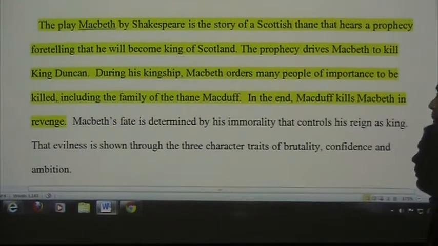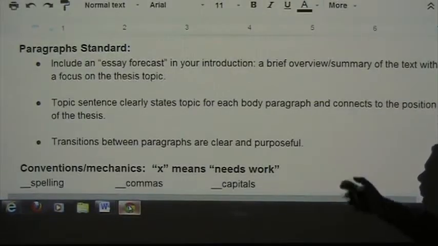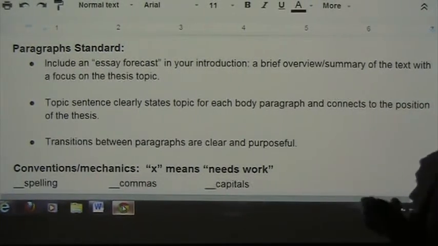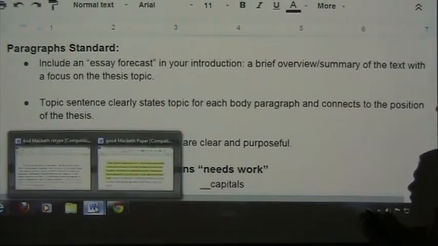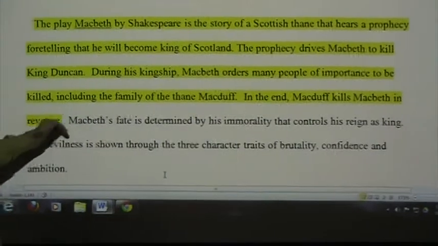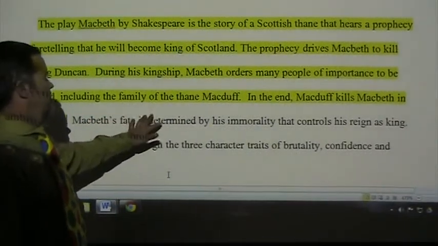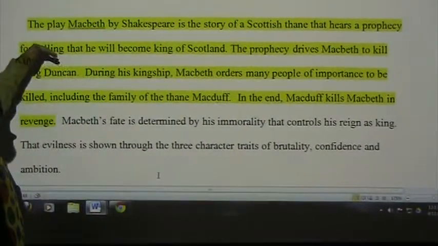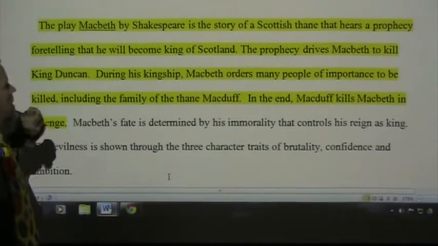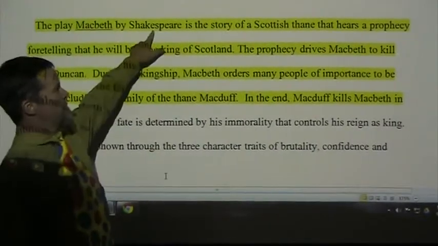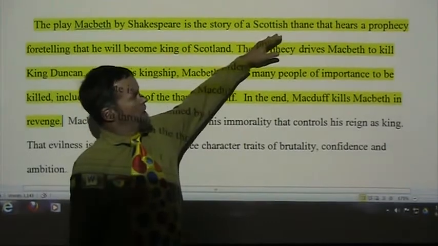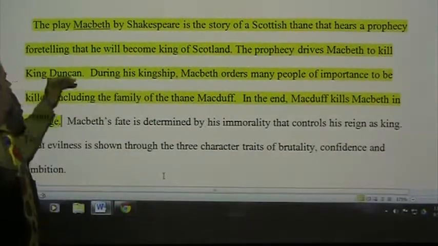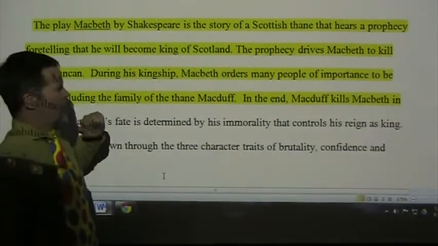Now, when we go back to essay forecast, we had a couple things that we were saying. A brief overview or summary of the text with the focus on the thesis topic. We haven't got to the thesis yet, but is this a brief overview? Mr. Reichert, talk to me. I would say that this student did a fine job in their essay forecast. By reading the first couple lines, I know that this essay is going to be about Macbeth, that Macbeth is written by Shakespeare, and even the first sentence gives me a general idea of what the play was about. A Scottish thane, he's going to become King of Scotland.